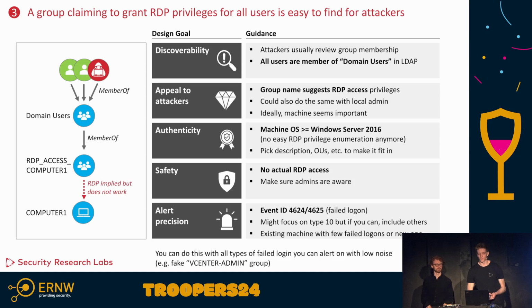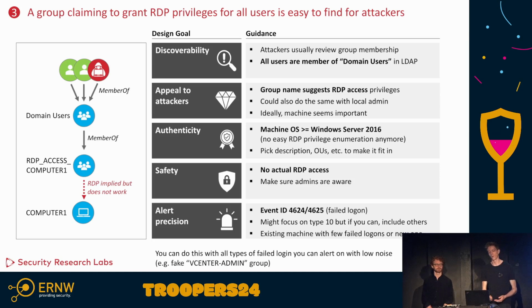And make sure these appeal to the attacker by also giving local admin to that group. And ideally do all of this on a machine that seems sort of relevant, important in your internal network. And most attackers will try to connect using RDP because there's no other way to find out if this group actually provides these privileges. Safety-wise, you're good to go as long as you make sure you don't provide actual RDP access.